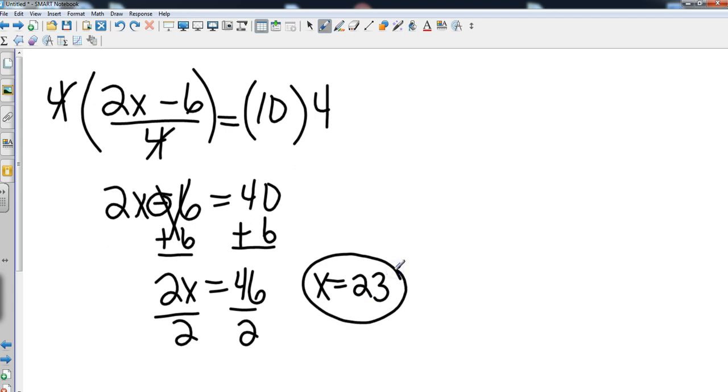So knowing what steps and when to do them is very important. Take the number that's connected to the x last. Move everything else that's further away first. And that is Chapter 1, Section 4, Solving Multi-Step Equations.